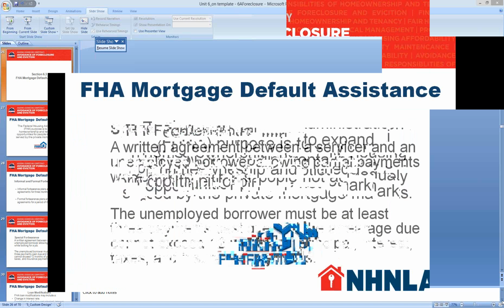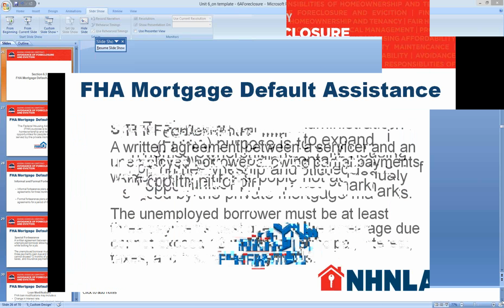The FHA Mortgage Default Assistance Program also allows for loan modifications. Loan modifications can include a change in the interest rate. They can include capitalization of delinquent principal, interest, and escrow items. It could be an extension of the mortgage term or a reamortization of the balance due. But FHA does not allow principal reduction in their loan modification programs, so they won't just write off a principal balance. There is something they will do with principal, and we'll talk about that in a little bit.